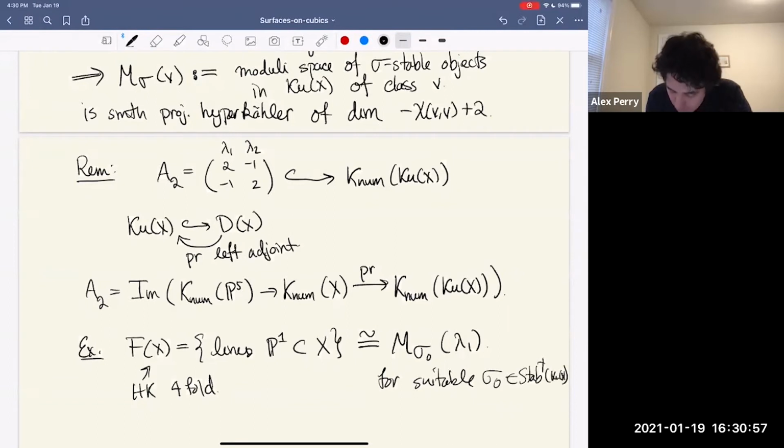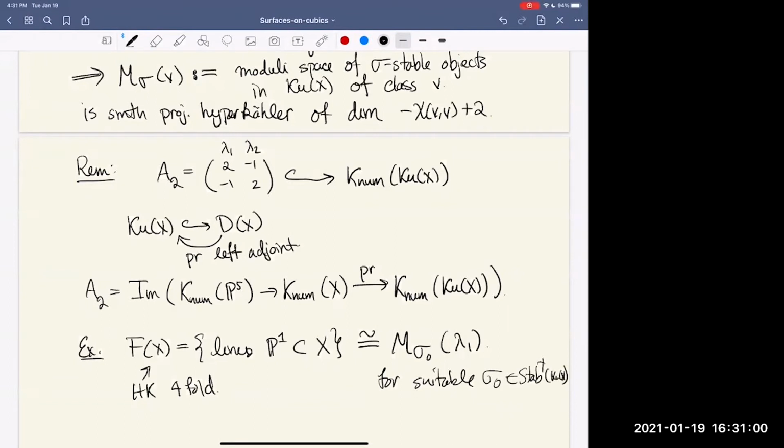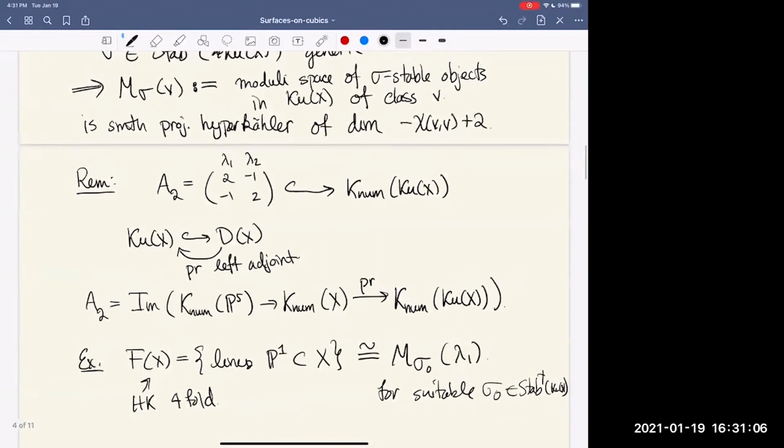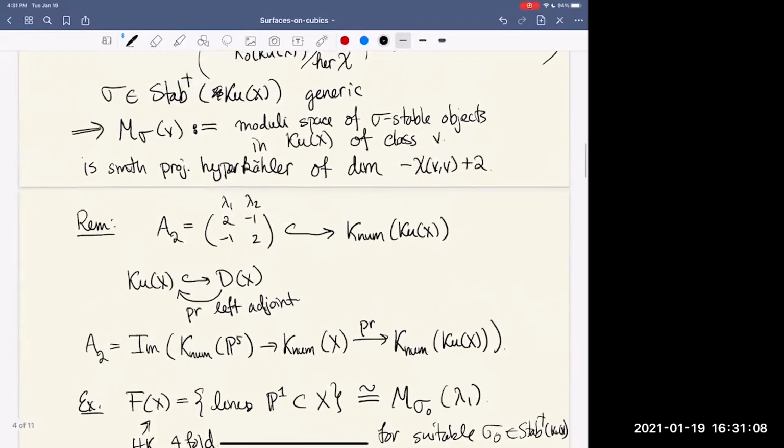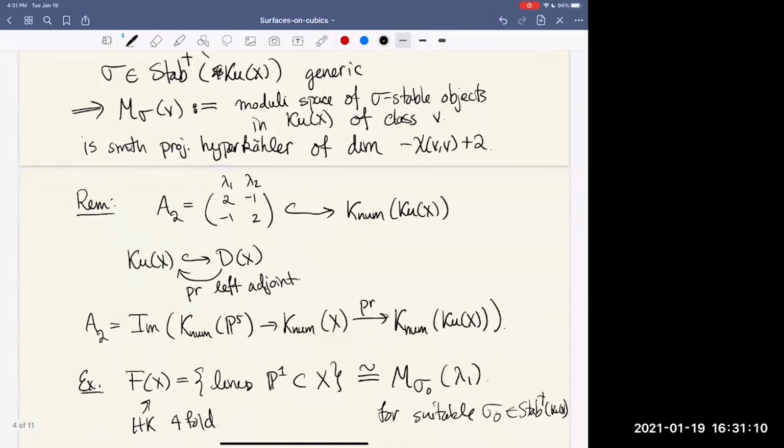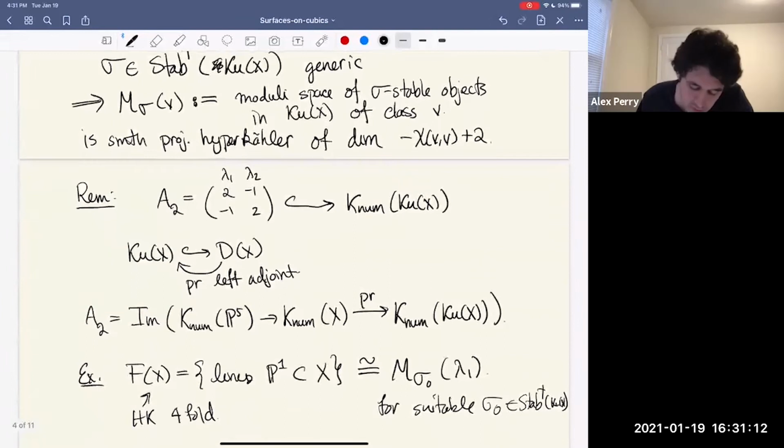Alex: Yeah, there seems to be some problem with signs. Either you should put plus chi in the formula for the dimension, or you should invert the sign for A2. Notice. Oh, sorry. Yeah, you're right. Yeah.